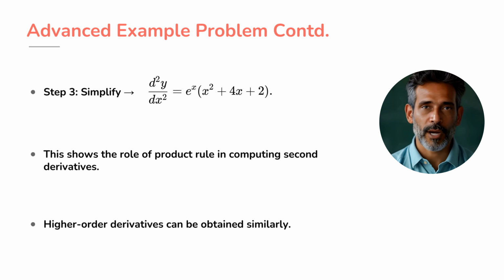Step 3. Combine all terms. We get d squared y by dx squared equals e to the power x times bracket x squared plus 4x plus 2 bracket close. This example shows how the product rule is often used again when calculating second derivatives.